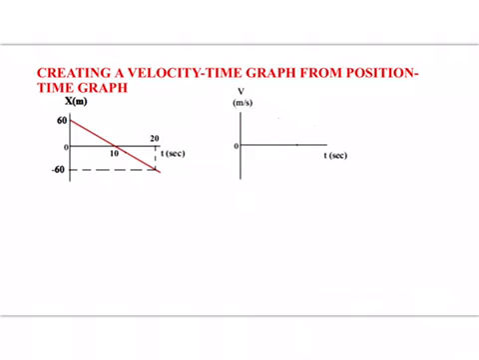Another example: the initial position of the motion is 60 meters and the final position is minus 60 meters. So the slope is negative, which gives me a velocity of minus 6 meters per second, since you see there's a displacement of 120 meters in 20 seconds. The slope is the same at every point. So from 0 to 20 seconds, the velocity is constant, equal to minus 6 meters per second.